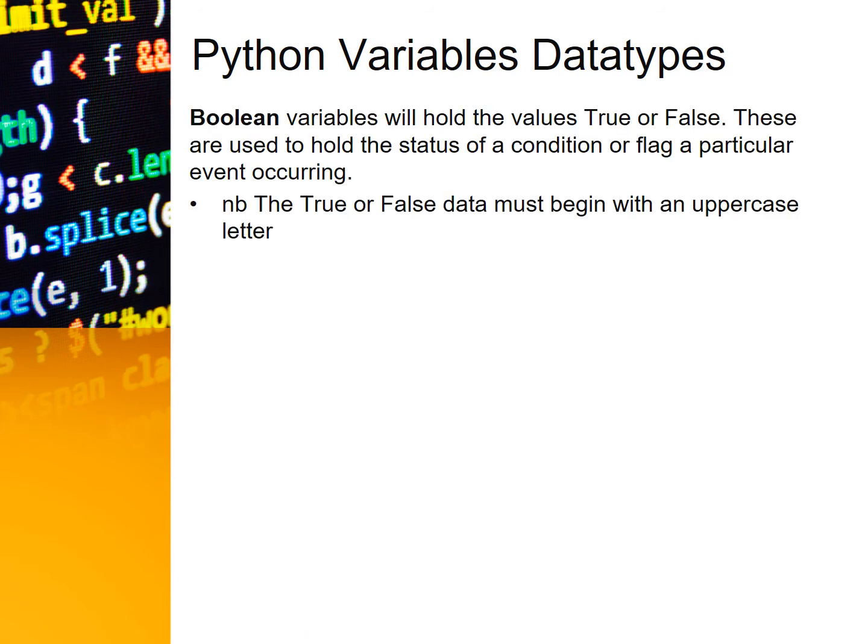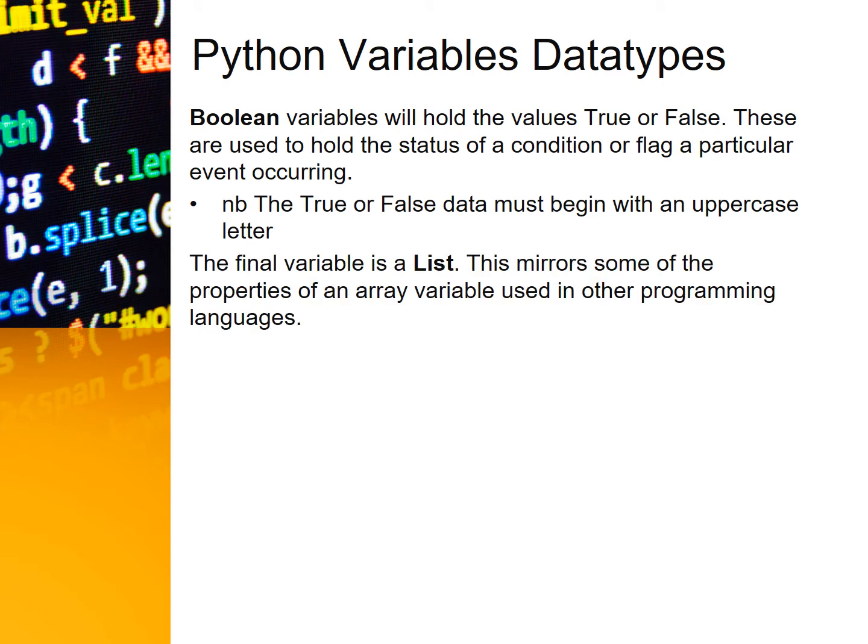Also, some more variable data types. Boolean variables will hold the values true or false. These are used to hold the status of a condition or flag a particular event occurring. Notice, or NB, that the true or false data must begin with an uppercase letter. The final variable is a list. This mirrors some of the properties of an array variable used in other programming languages.